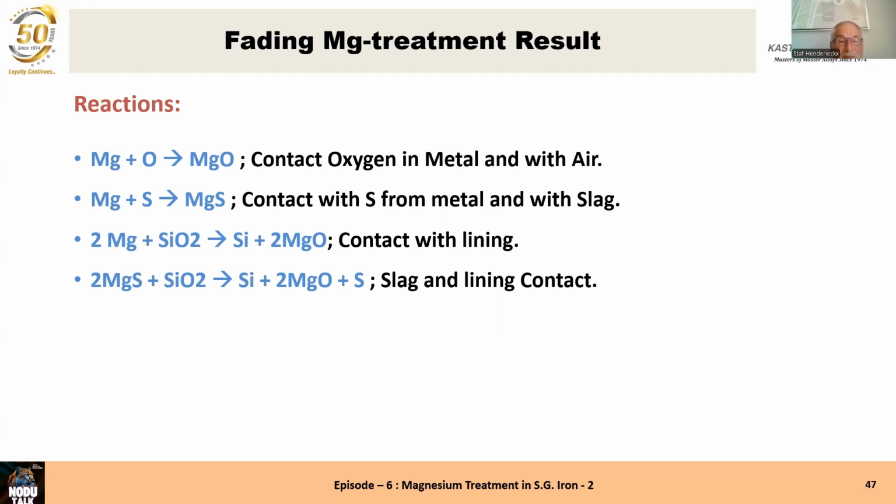And you can have the reaction with the slag and the lining, then you have, of course, both. You can have the magnesium sulfide, which is good that you have made it, but with the lining it makes silicon again, it makes magnesium oxide which is disappearing, and the sulfur is going back into your metal. So these reactions are happening in your ladle during the nodulising, and you will have to take them into account.